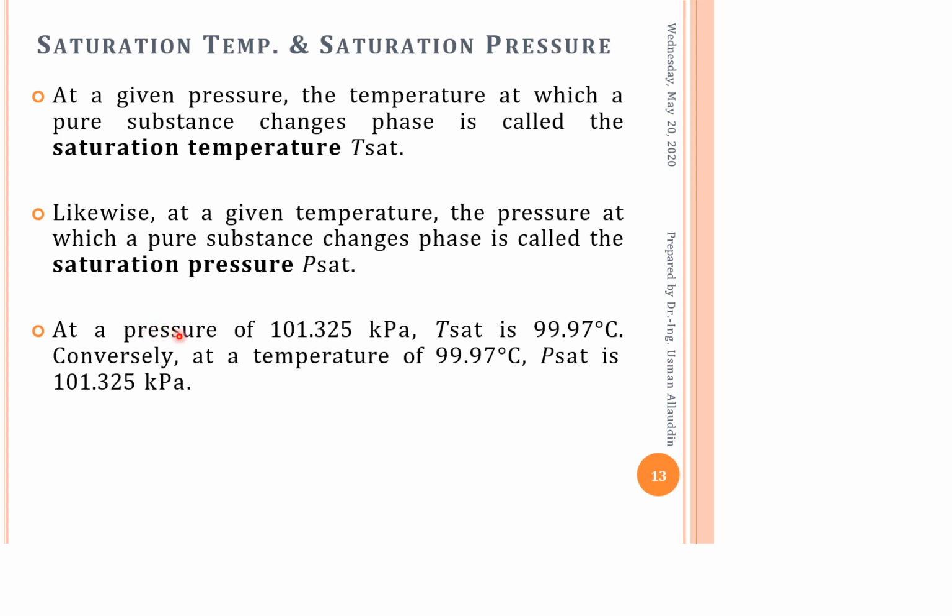For example, here we have a pressure given, which is 101.325 kilopascal. On the table we will see what the value of temperature is. That temperature will be called saturated temperature, and that value will be 99.97 degrees Celsius. The same goes for 99.97 degrees Celsius: when it is given to us, when we check our table, the value for pressure will be 101.325 kilopascal. So that pressure will be called saturated pressure.